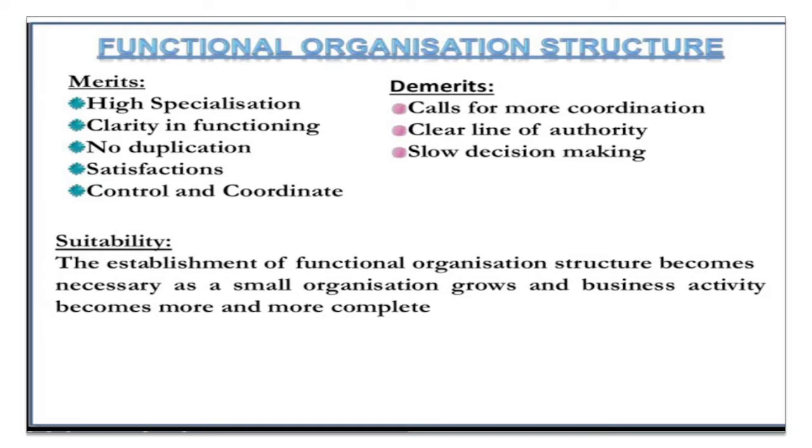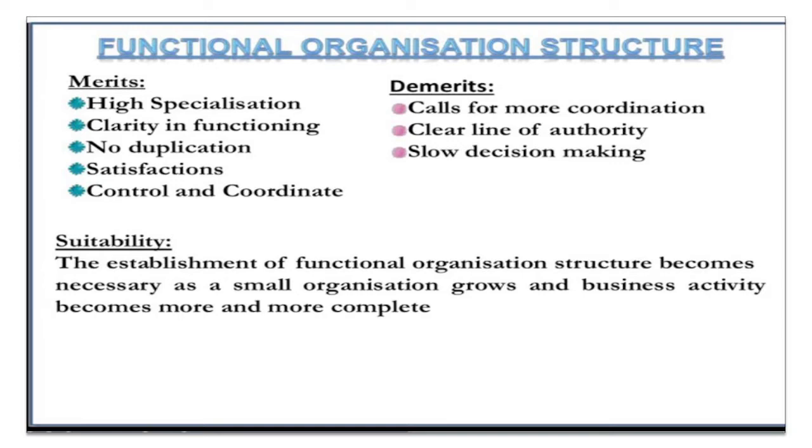Then the advantages and disadvantages of the functional organizational structure. High specialization means we are dividing them according to the function itself. People who are working in the production department know each and every activity which happens in the production department. They are specialized in production. They don't know about accounts or finance. They are experts in their function. So functional specialization is possible.